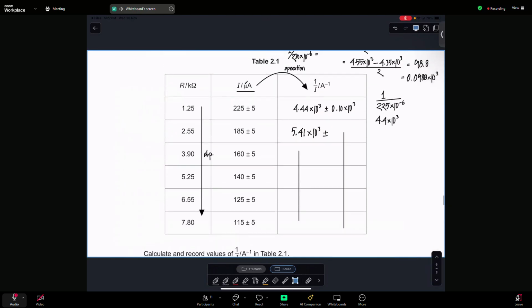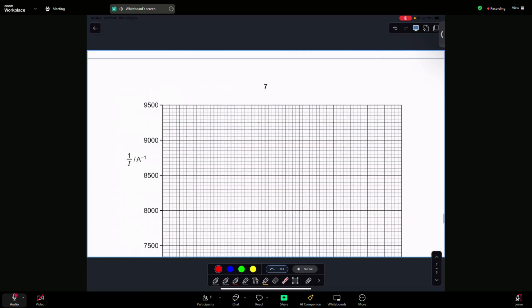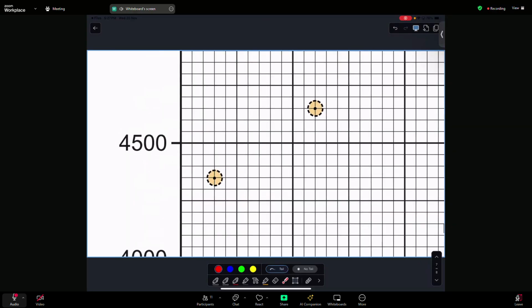Error bars are where, on the graph, you have to show your uncertainty. How is that so? It's actually very easy. Our uncertainty was 0.1, right? What you do is your value here is 4.44, so 4.44 plus 0.1, that's 4.54. So 4.54 is that number there. And if we do 4.44 minus 0.1, 4.34, which is down there. This is what you call an error bar.